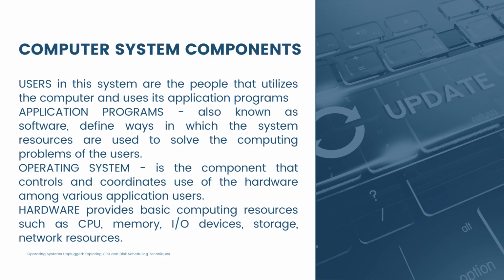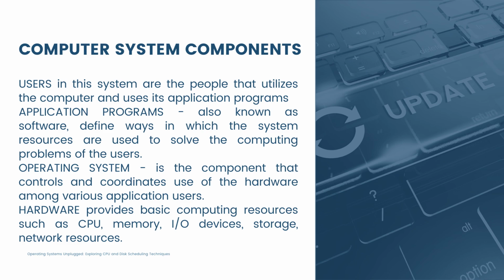But before we start, we must first discuss the computer system components to understand the relationship of the users and computers and everything in between. First, the users in this system are the people that utilize the computer and use its application programs. Then, the application programs, which are also known as software, define ways in which the system resources are used to solve the computing problems of the users.